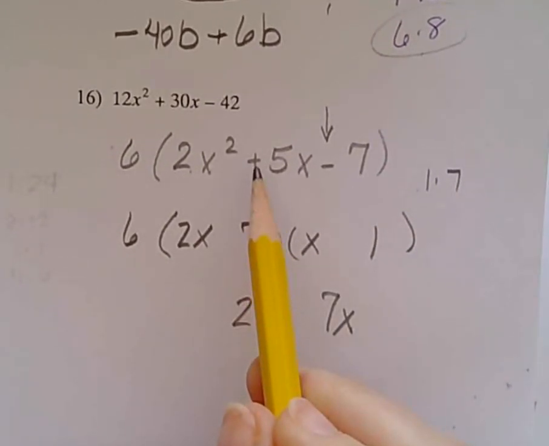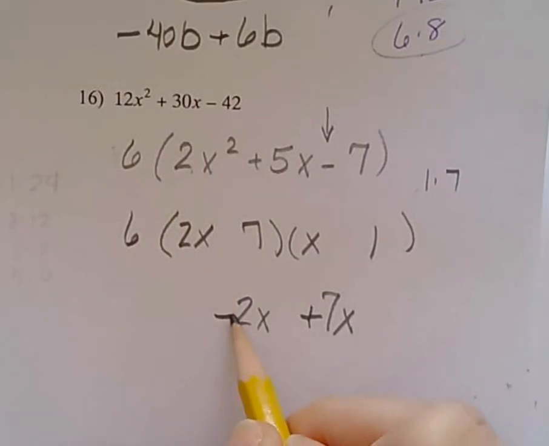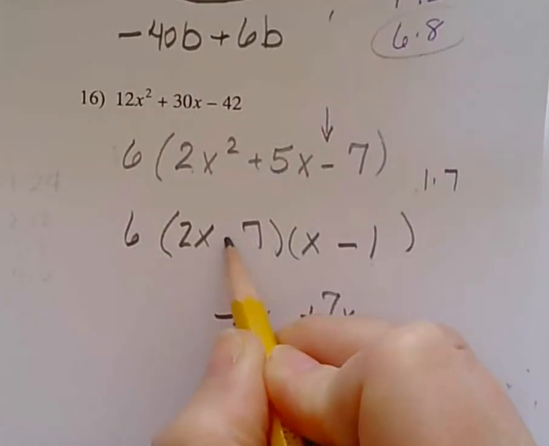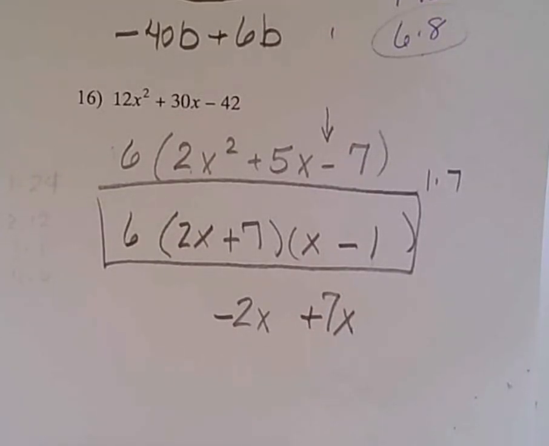It's a positive, so positive goes with the larger number, minus with the smaller. When you multiply to get the 2x, that's where your minus goes. 7x, that's where the plus goes. Okay, hopefully that extra practice was helpful.